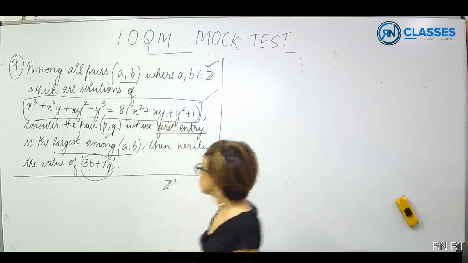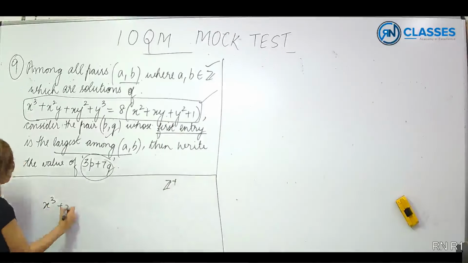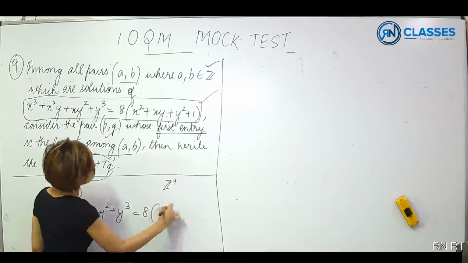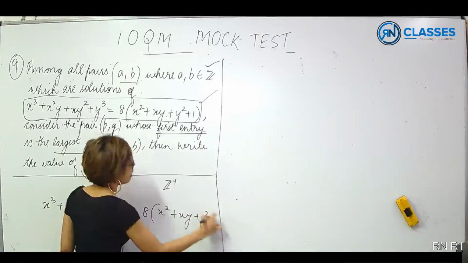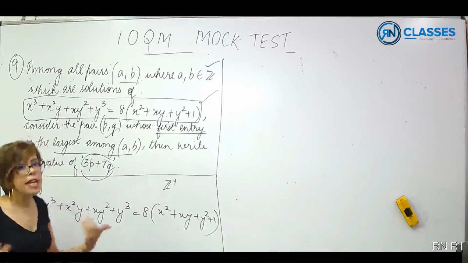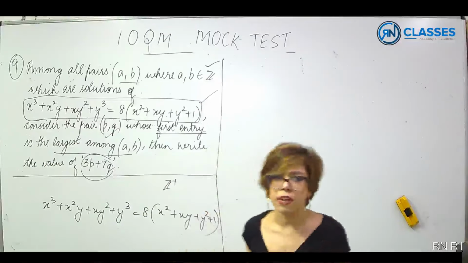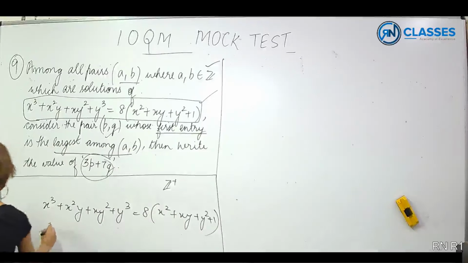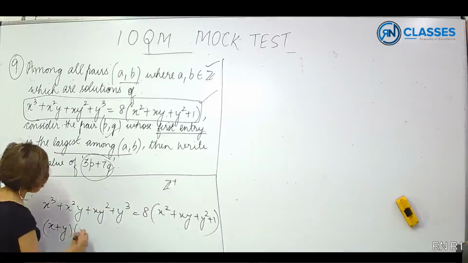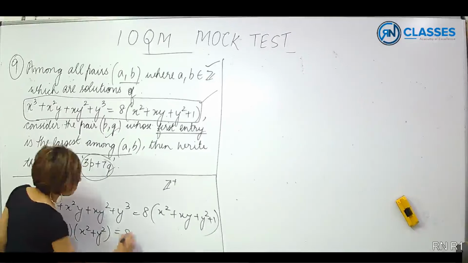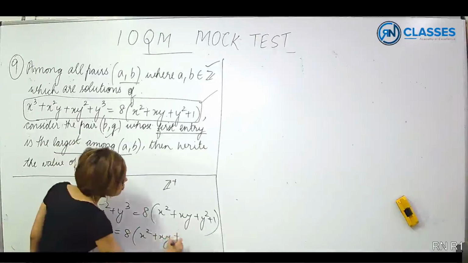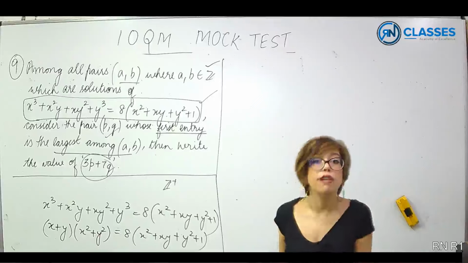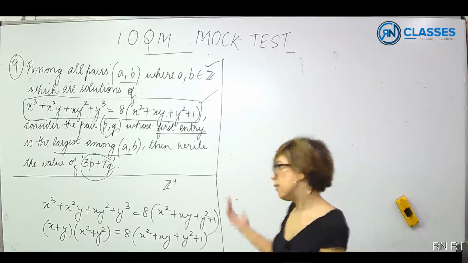Now, when I look at the equation, that's x cubed plus x squared y plus xy squared plus y cubed, that is equal to 8 into x squared plus xy plus y squared plus 1. Now, any equation I want to solve, first thing that I'll use is factorization. On the left hand side, I can see two factors: x plus y, and then the second factor is x squared plus y squared. No matter what kind of polynomial it is, even a function in two variables, I can solve it provided I can factorize it. That's why I try to factorize it.